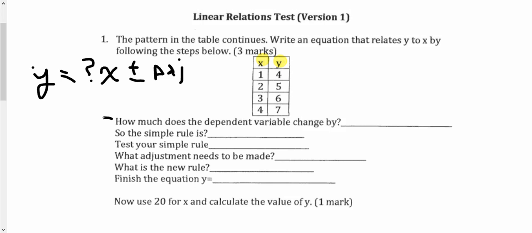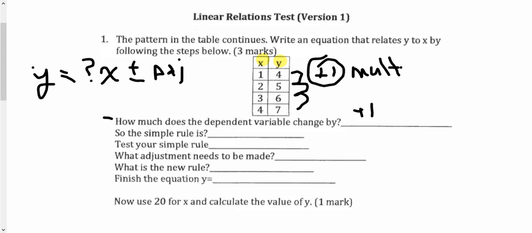How much does the dependent variable change by? So this one goes from 4 to 5 to 6 to 7. So each time it's changing by add 1 or positive 1. Now we remember that this is our multiplier. That's our multiplier. So the simple rule is times by 1. Test our simple rule. Okay, so if I go 1 times 1, I get 1, but I'm supposed to get 4.